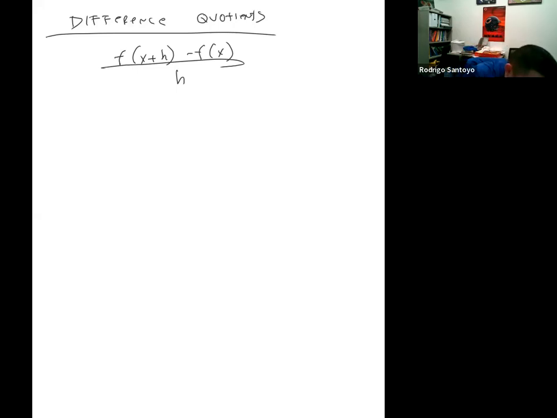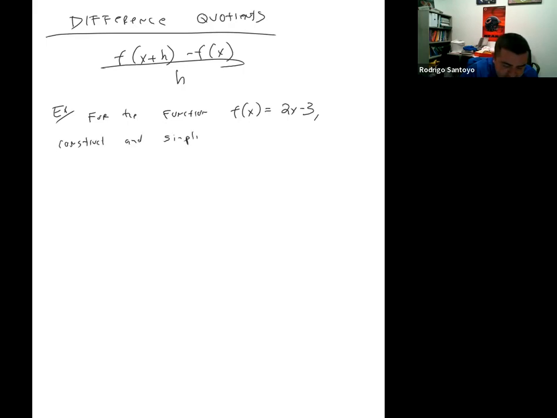All right, so we're just going to do these separately, right? So for the function f of x equals 2x minus 3, I want you to construct and simplify the difference quotient.